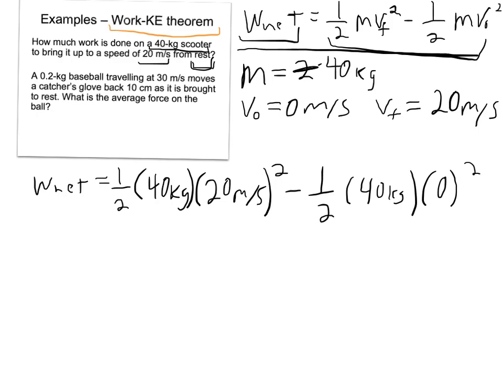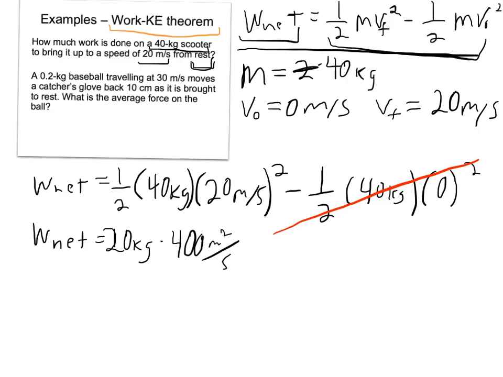0 squared is 0 times 0, so this term goes away. And then we're left with finding the net work. When I do this out, net work equals 1/2 of 40, which is 20 kilograms, times 20 squared is 400, and that'd be meters squared over seconds squared. 20 times 400 is 8,000 joules.